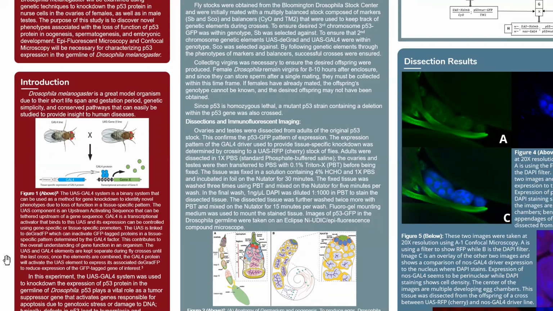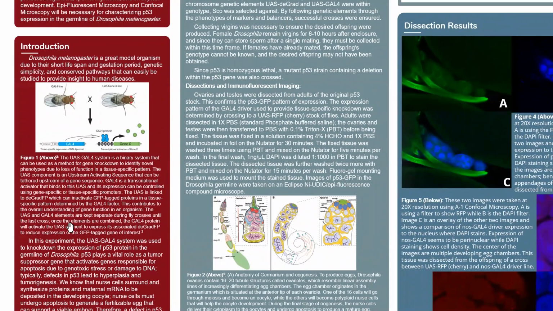there. And the UAS-Gal4 system is a binary system that can be used as a method for gene knockdown to identify novel phenotypes due to a loss of function in a tissue-specific pattern. So the UAS component is an upstream activating sequence that can be tethered upstream of a gene sequence, and Gal4 is a transcriptional activator that binds to this UAS, and its expression can be controlled in a tissue-specific manner.